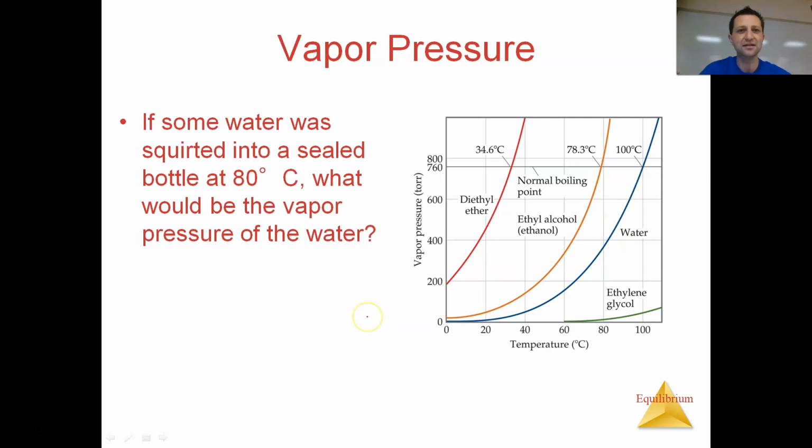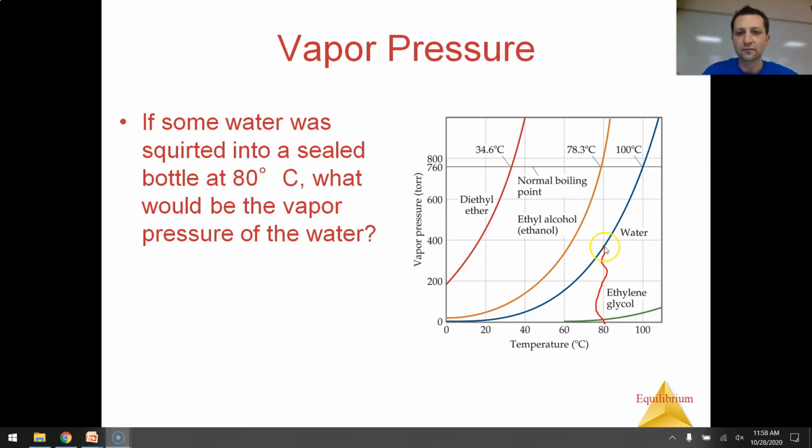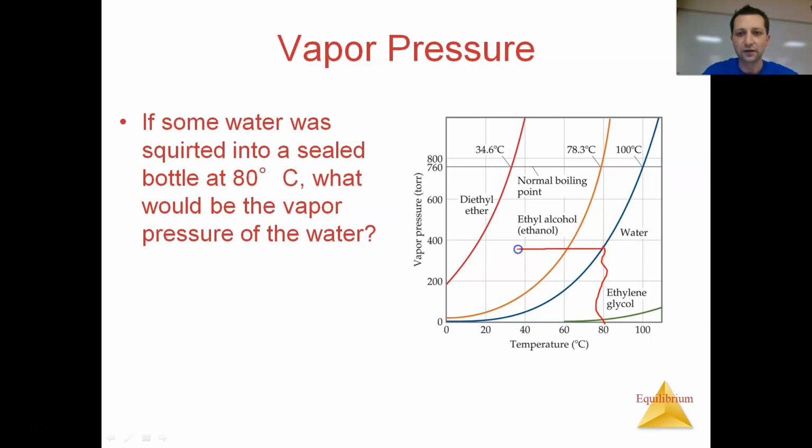All right, let's see what's next. So some water was squirted into a sealed bottle at 80 Celsius. What would the vapor pressure be of the water? So water is squirted into a sealed bottle at 80 Celsius. So we're at 80 Celsius. You go up to the water curve. Okay, and if we go over to the y-axis, we're at somewhere around 380, 390, right? So let's say 390 torr.